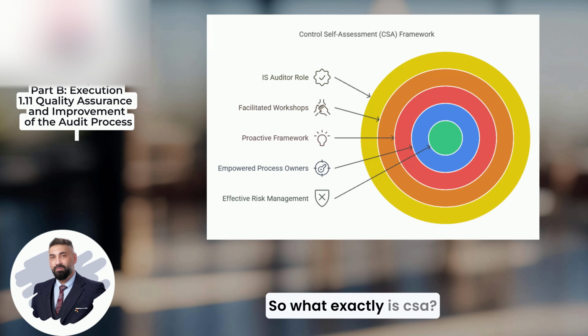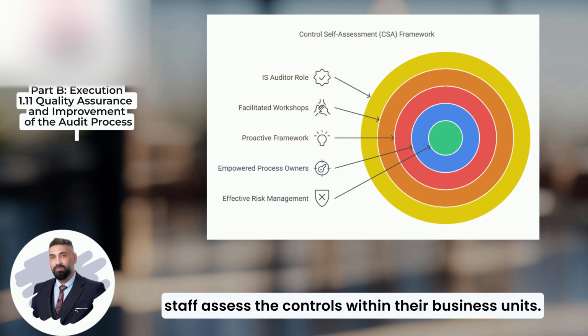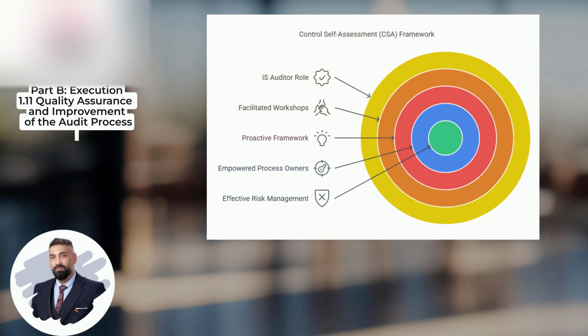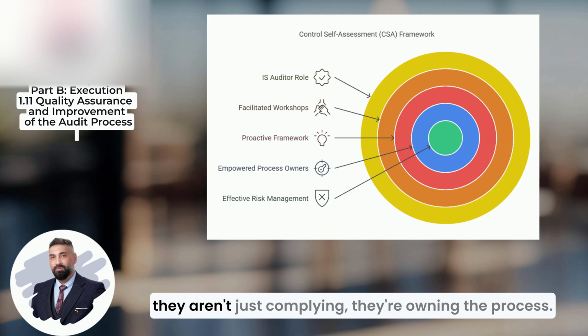So, what exactly is CSA? It's a proactive framework in which management and staff assess the controls within their business units. The goal? To ensure risks are managed effectively while fostering a deeper understanding of internal control systems among team members. By having process owners take a front row seat, they aren't just complying, they're owning the process.